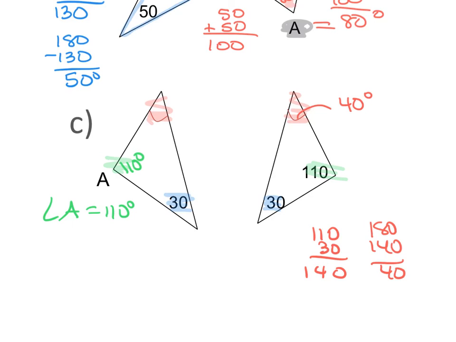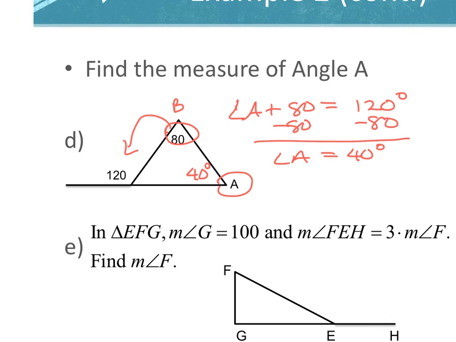One last example, and we're going to apply that exterior angle theorem. So again, we would apply that exterior angle theorem by adding angle A plus the 80, set it equal to the exterior angle, which is 120, subtract 80 from both sides, and angle A equals 40 degrees.